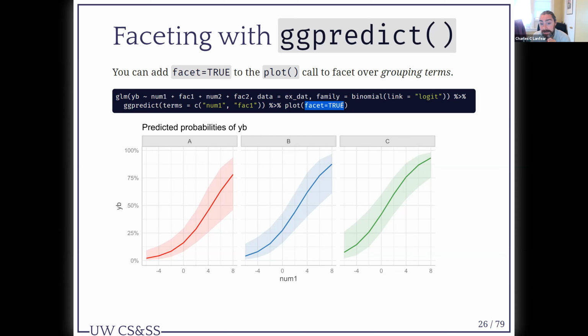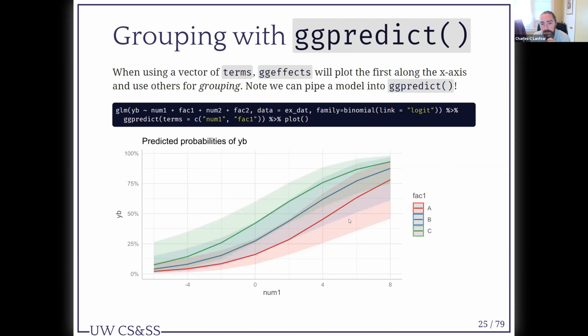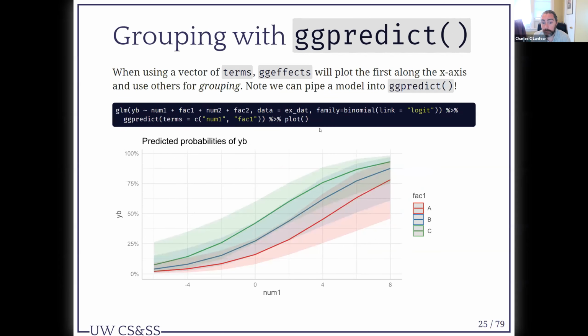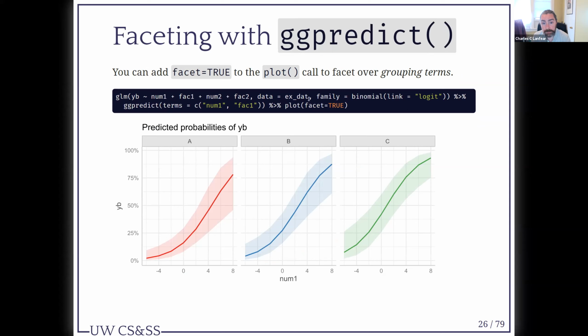If I say facet equals true, instead of plotting all the lines on top of each other, it plots each line on its own facet where A, B, and C are the levels of this variable fac1. So it also knows how to facet these things out to make them more legible if, for instance, all your lines overlap like this and it makes it hard to read. Okay, so it has some additional functionality like that.